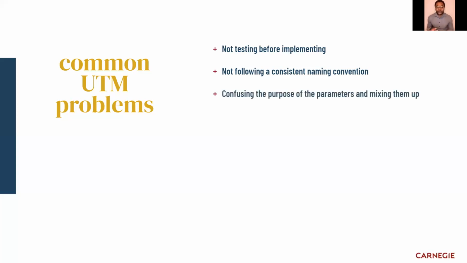And then confusing the purpose of parameters. Source: where is the traffic coming from? Medium: how did the traffic get there? And campaign: why is the traffic there? So just not mixing those up. That way everyone knows what each parameter means, and it's easier for your analyst to understand the data and makes for quicker analysis.